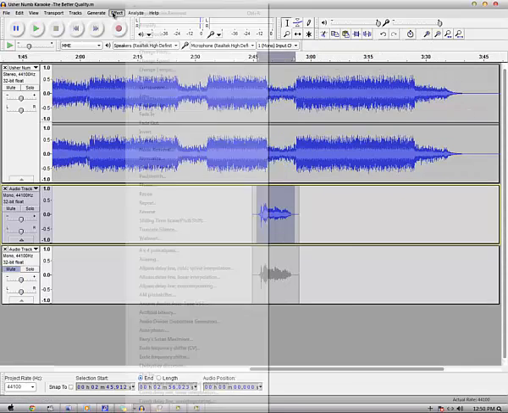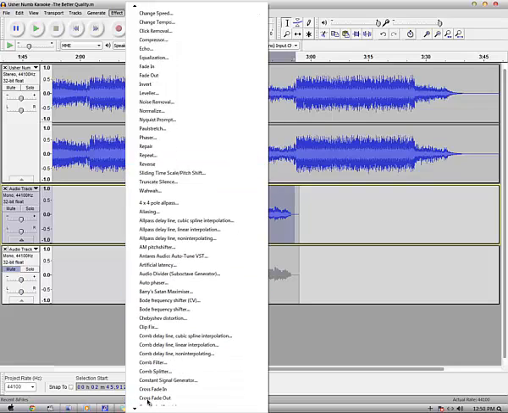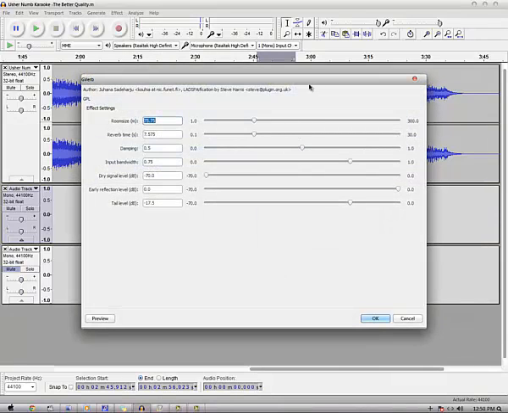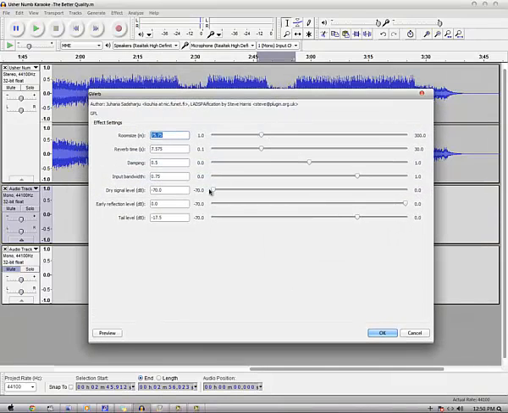and go to Effect and all the way down to Gverb. Right now, I'm not going to explain this stuff. You can find some presets on the web, so I've given you some links down in the video, and you can see the websites and see what this stuff does. Now I'm going to tell you some important facts when you add Gverb.